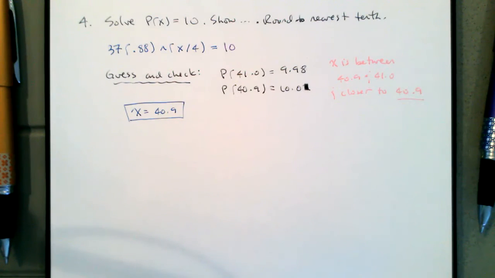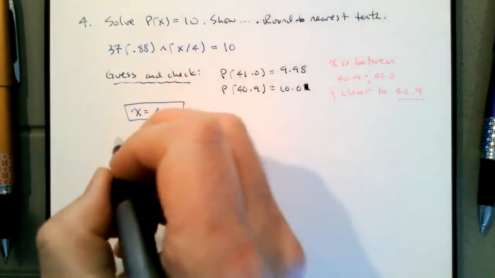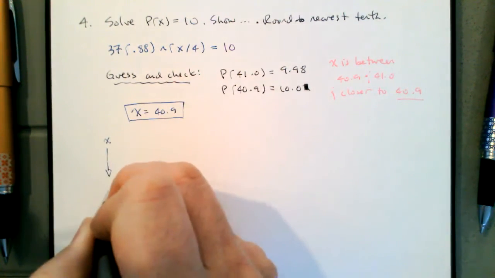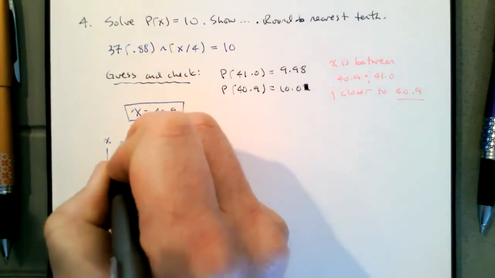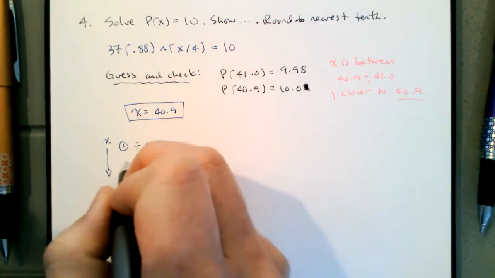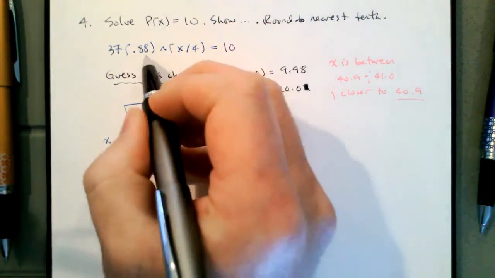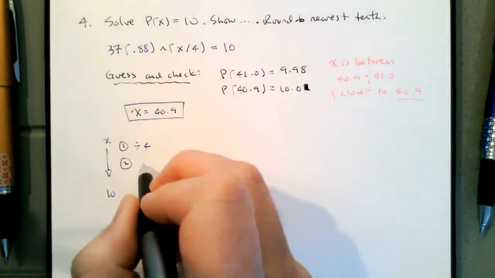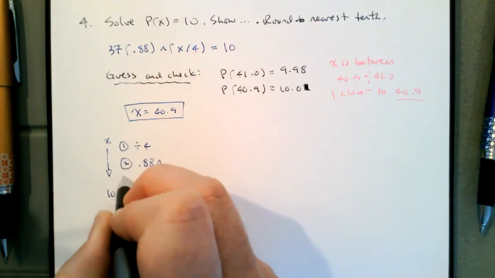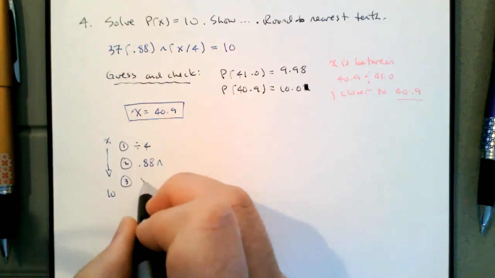We could also use logarithms to solve. If we look at what turns an X into a 10, we look at the things that we do to the X. The first thing that happens is we divide by 4. The second thing that happens is we take 0.88 and raise it to the result. So I'm going to write it in this order, 0.88 to the. And the third thing that happens is that we multiply by 37.